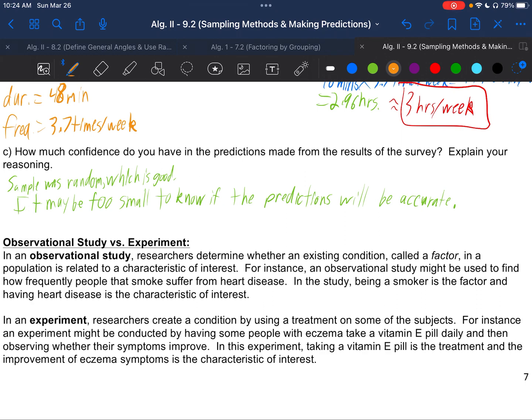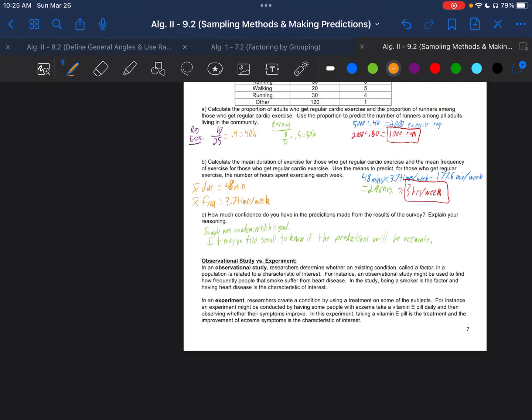So in an experiment, however, researchers create a condition by using a treatment on some of the subjects. For instance, an experiment might be conducted by having some people with eczema take a vitamin E pill daily, and then observing whether the symptoms improve. So in the experiment, taking the vitamin E pill is the treatment, and the improvement of the symptoms is the characteristic of interest. So what are you most curious about, and then what is changing here?